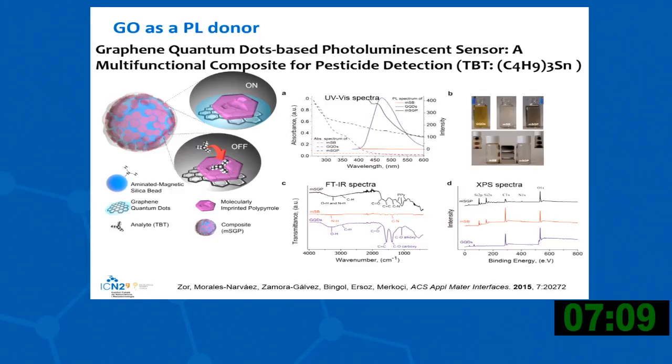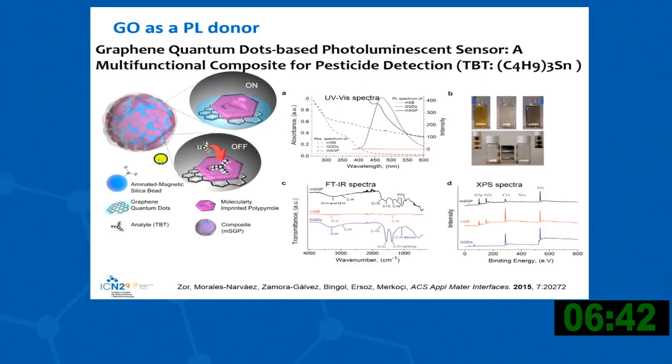So now extending these graphene-based detection systems to other analytes, for example pesticides. There is a lot of need to detect these small compounds listed among the very dangerous contaminants in seawater. We are working with pesticides also. For example, this is the case of pesticide detection, the TBT.